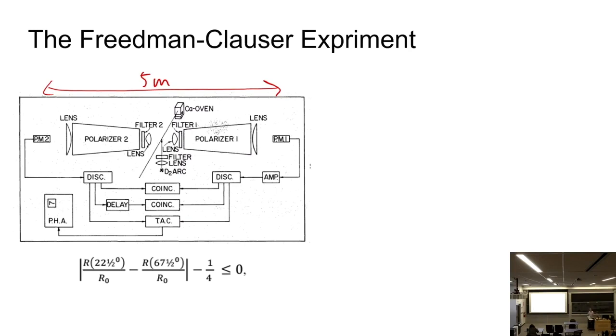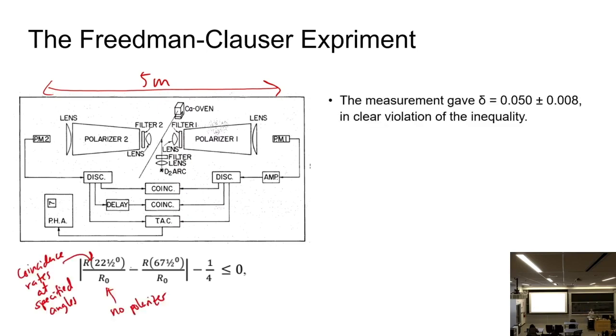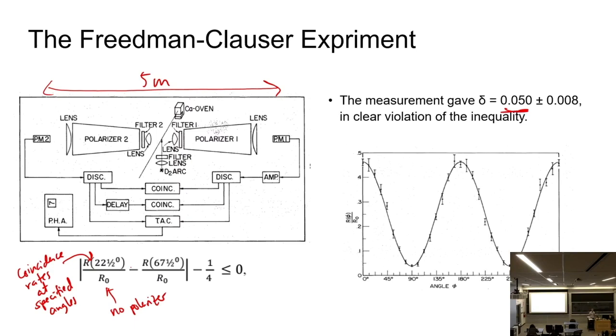And R0 is the coincidence rate with the polarization removed. So you can rewrite the CHSH inequality as this: the coincidence rate at 22.5 degrees divided by the no polarizer condition, minus the coincidence rate at 67.5 degrees divided by no polarizer, minus 1/4, has to be less than or equal to 0. When they did the measurement, they got something greater than 0. They measured 0.05, and that's a violation of the inequality.